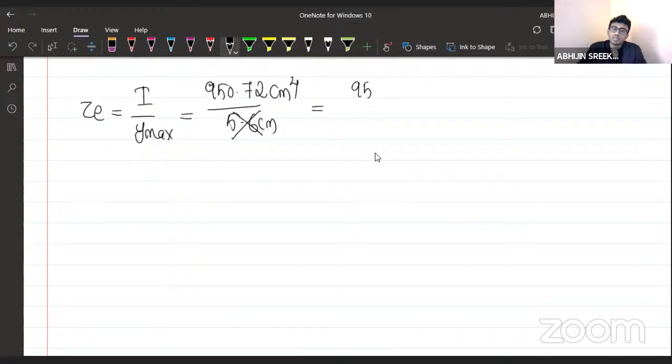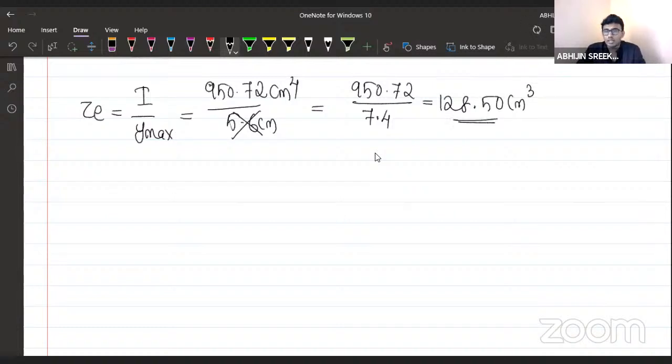Distance to the extreme fiber is 7.4, so 950.72 divided by 7.4. What's the answer here? Exactly. Very good. What's the Z value? I need your answers, and give me the answer in centimeter cubes, right? cm cube. You'll be getting it as 128 point something, right? Yes, 128.50 centimeter cube will be the Z value, right?